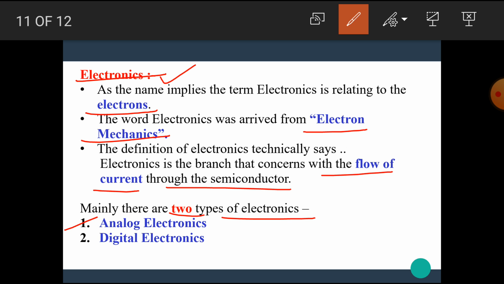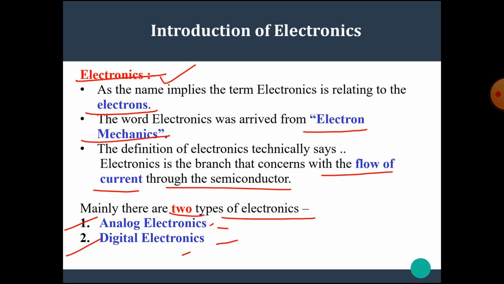The first one is analog electronics and the second one is digital electronics. Our first subject, semiconductor devices, is related to analog electronics, and the second subject, principles of digital electronics, is related to digital electronics. Further, we will see the detailed description of these two subjects. Thank you.